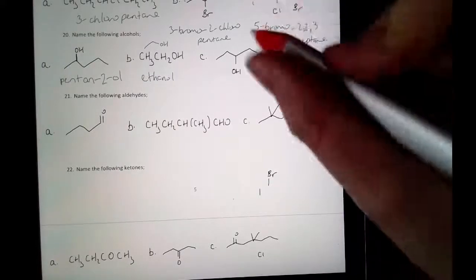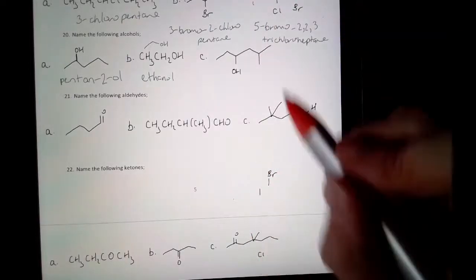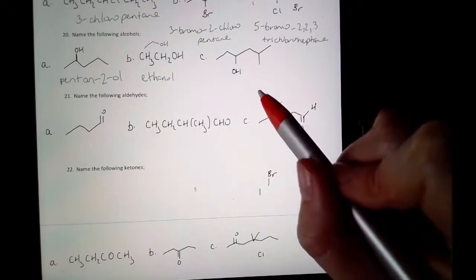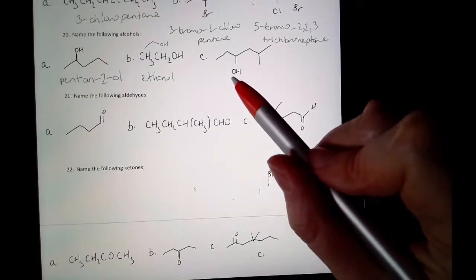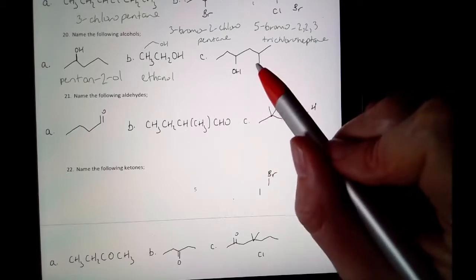Next up, I've got a chain. It's 1, 2, 3, 4, 5, 6 carbons long. As you can see, I've got 2 substituents. I've got a methyl group and I've got an OH. OH takes priority. So I'm going to number from left to right, not from right to left, because OH is more important than the methyl group.